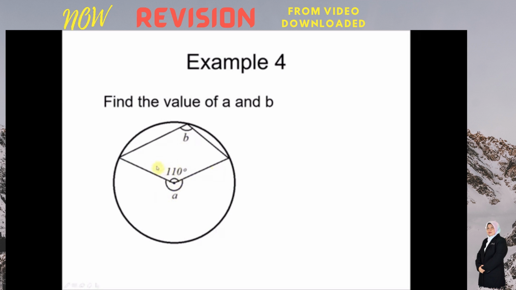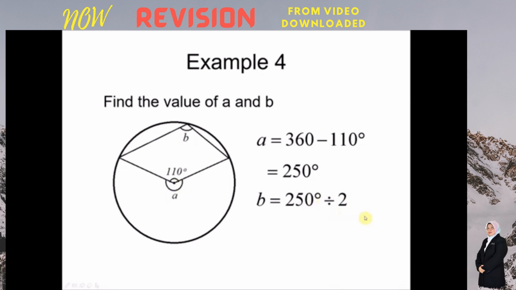Be careful here. Now, if you want to find A, the 110 angle here and the angle A here form a whole turn, which has a total of 360. We learned this in Form 1. So A equals 360 minus 110, which is 250. Since we get 250 for A, we know that B is half the size of A because of the properties that we just learned. So B equals 250 divided by 2, which is 125.